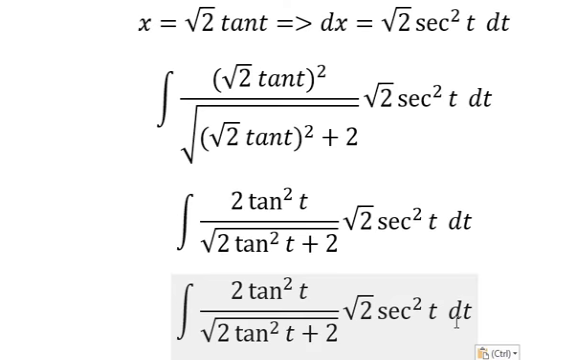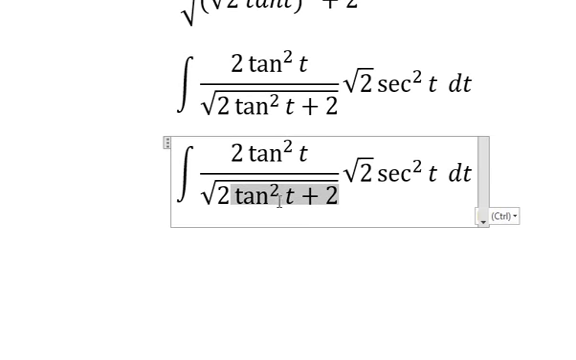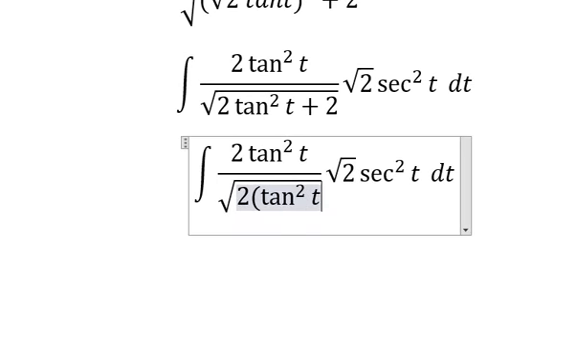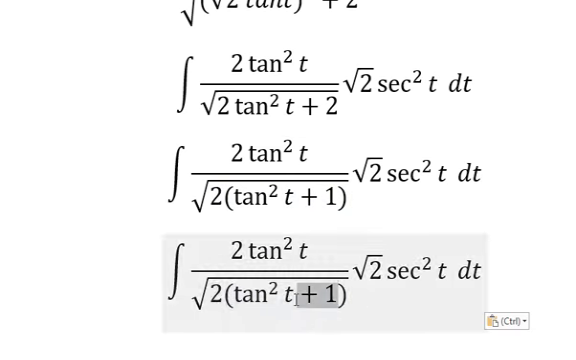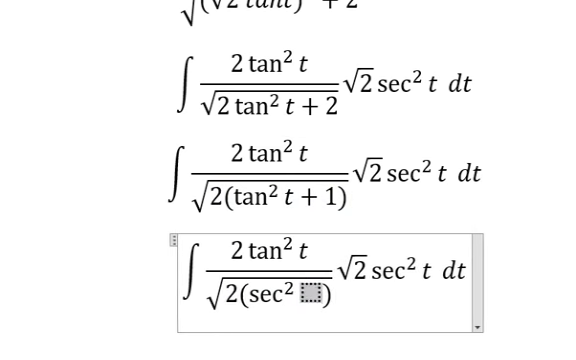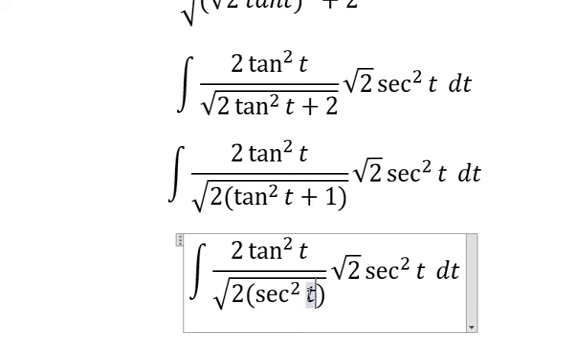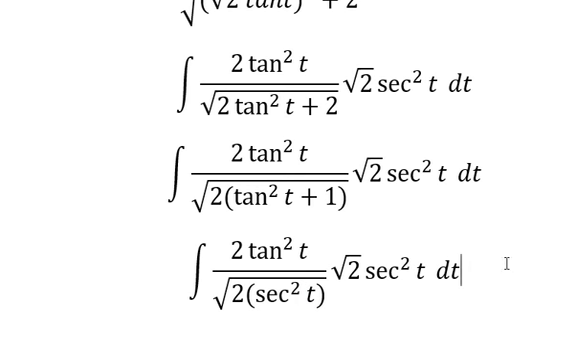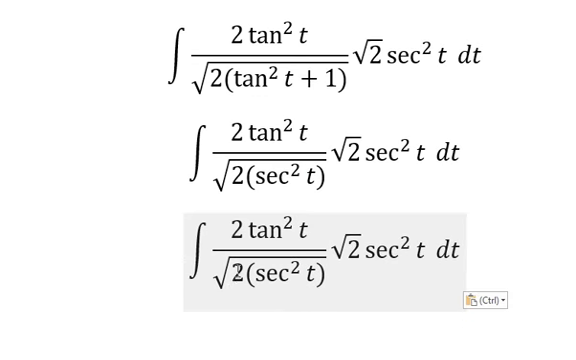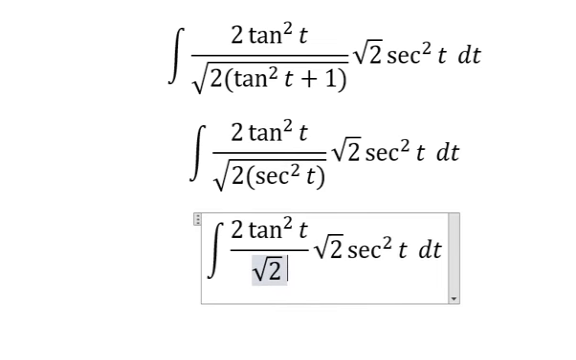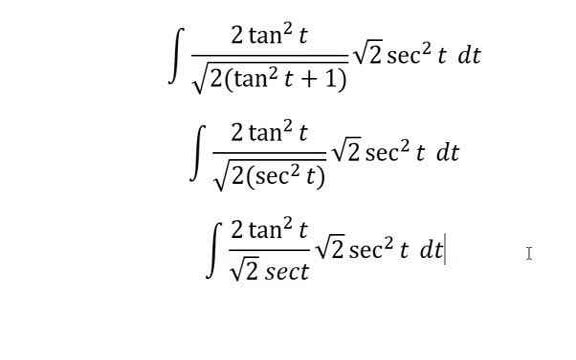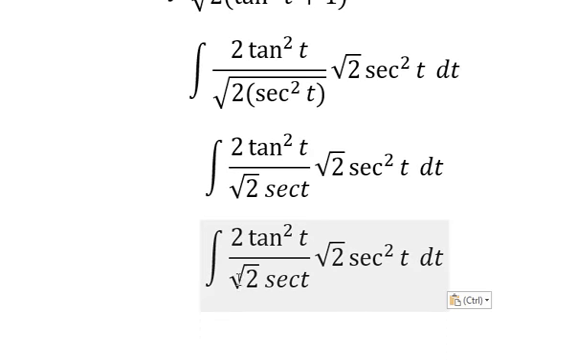Number 2, we can factorize. So in here, we have secant squared t. This is a trigonometric identity. The square root of 2 secant squared t, we have the square root of 2 secant t. And now we need to simplify the square root of 2 secant t on numerator and denominator.